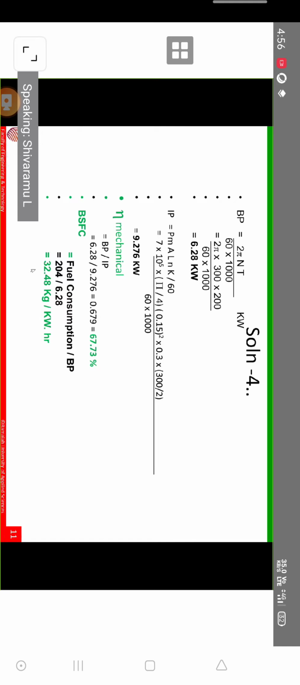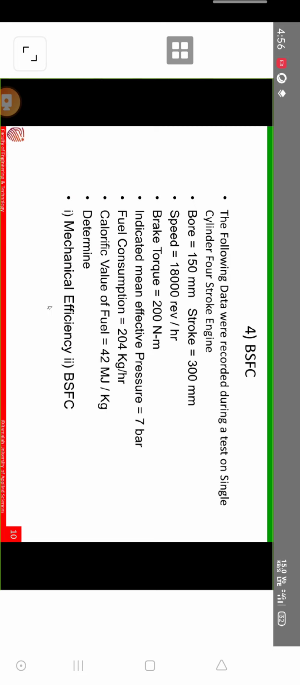Why is the calorific value given? That is just to confuse you. Sometimes they will not give you the fuel consumption directly. They will give you the calorific value and one more term, that is fuel consumption per minute, which has to be divided by the calorific value to get the fuel consumption. Anyhow, that is not there here. Just to confuse you, they have given an additional value.